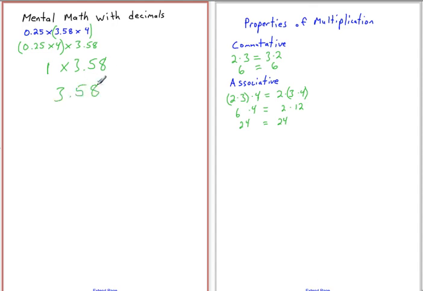So that's one way that you can do mental math with decimals. If you find compatible numbers like this 0.25 and 4, you won't always find compatible numbers, and so you won't always be able to do mental math. But when you do, you should do it. And that's it.